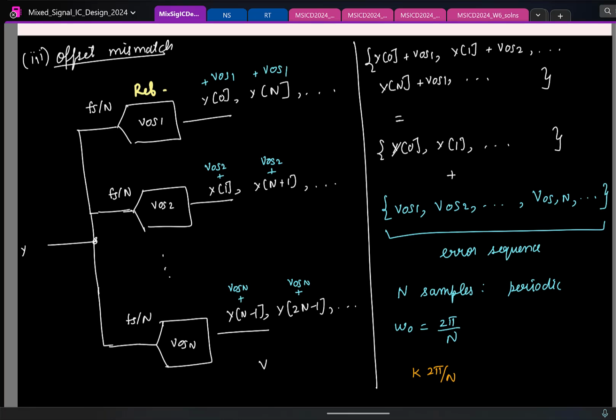Fine. Again, if you translate it to a continuous time frequency, what will this be? Discrete time it is k 2 pi by N. In continuous time it is k times, remember 2 pi is Fs, right? So that's what is going to happen if there is a mismatch in the offsets. In addition to the ideal spectrum at the output, you will see all these spurious tones at all these frequencies.